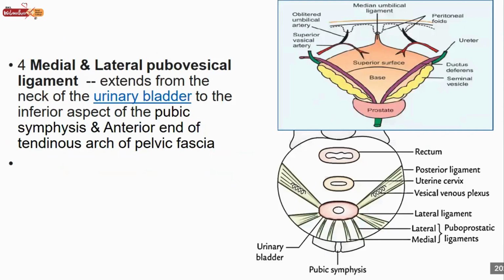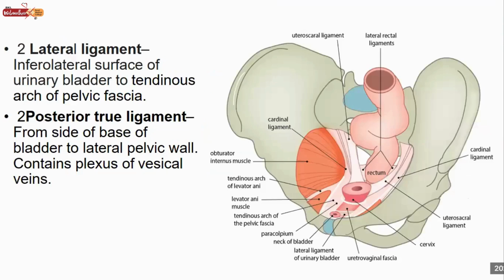This ligament is developmental, meaning it is a remnant of the urachus, which develops from the allantois. Coming to the other ligaments, which are paired, as you can see in the picture, the true ligaments: one is the medial and lateral puboprostatic, or in female pubovesical ligament, which connects the urinary bladder with the inferior aspect of the pubic symphysis. So these are the 4 ligaments.